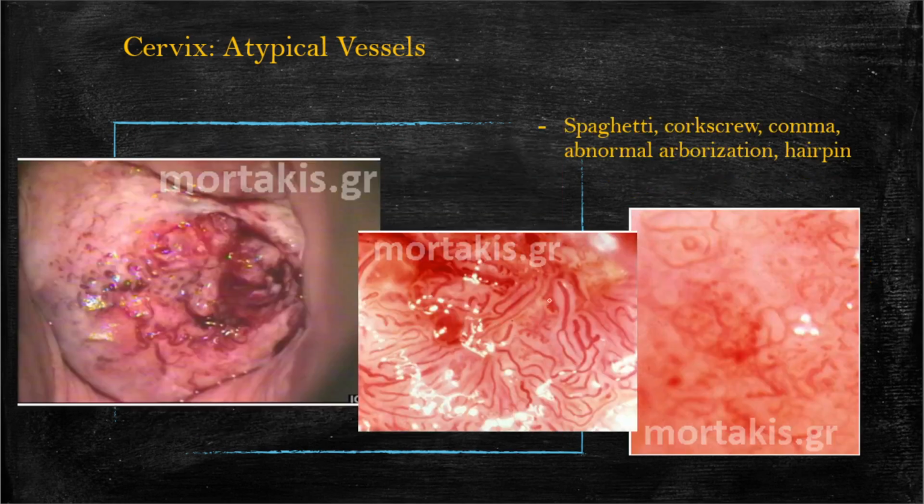But compare that to this. So when it looks like a bowl of spaghetti, when you've got corkscrewing of vessels here, comma-shaped, when you have abnormal arborization, real hairpin turns in the vessels, this looks like invasive cancer, obviously, but these are suggestive of a very high degree of dysplasia.